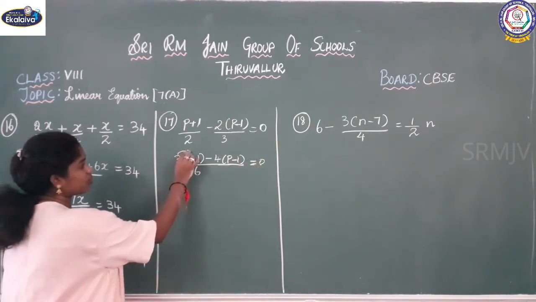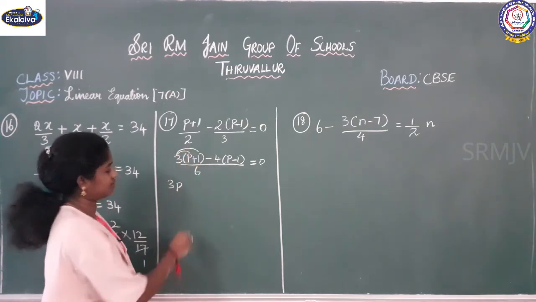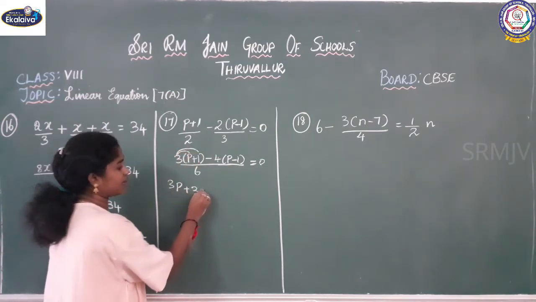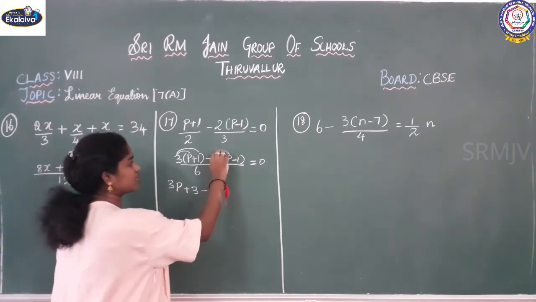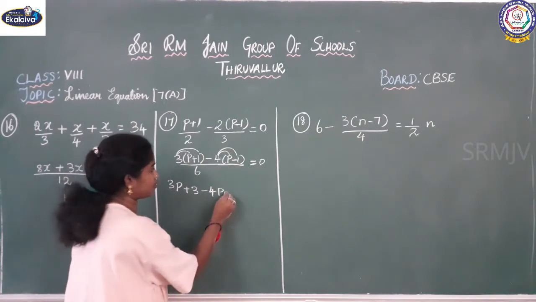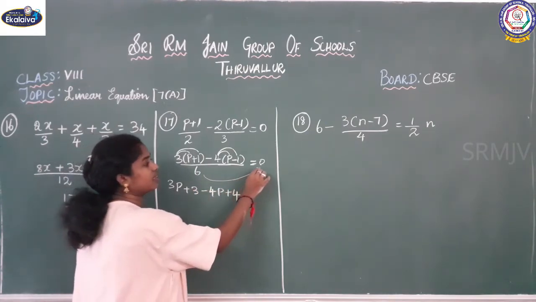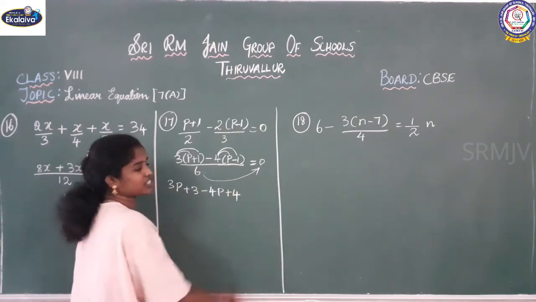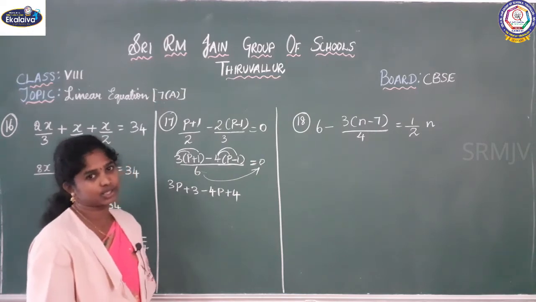Now 3 into p, 3p. 3 into 1, plus 3, minus 4 into p, minus 4p, minus 4 into minus 1, plus 4. Okay. This 6, division 6 becomes multiplication 6 when it goes that side, right? So 0 into 6, 0.